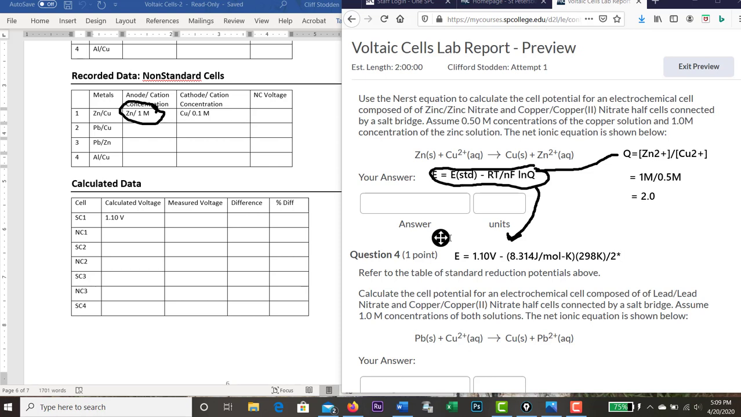times F, which is always the same. It's 96,485. The F, by the way, has units of joules per coulomb. Okay. So that's all in there. And then finally, that's all on the bottom. Then finally you have the natural log of Q, which in this case we already determined to be 2.